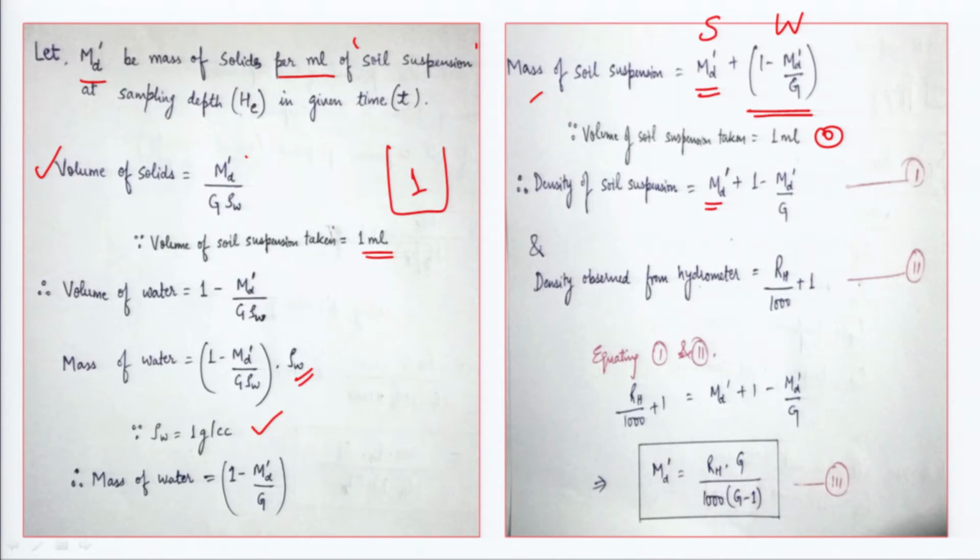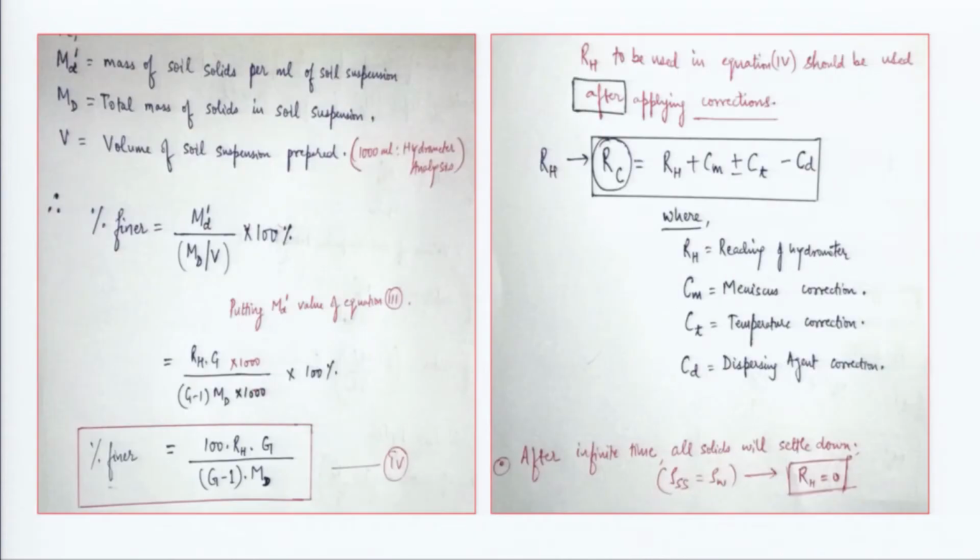Also understand the density observed from the hydrometer, it would have been what? RH upon 1000 plus 1, which I told you in the previous one, when we took the RH reading as 10, then 10 upon 1000 plus 1, that was 1.010. And when we equate these two equations, what happens? MD dash is equal to RH, that we know already, and then the specific gravity of soil solids, we will be knowing this, and this G is already known to us, and this is 1000. Now let us move on further, we will be continuing this derivation here.